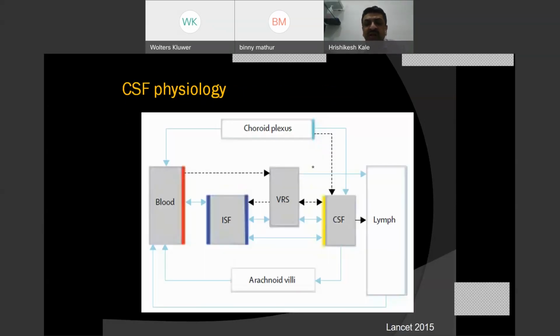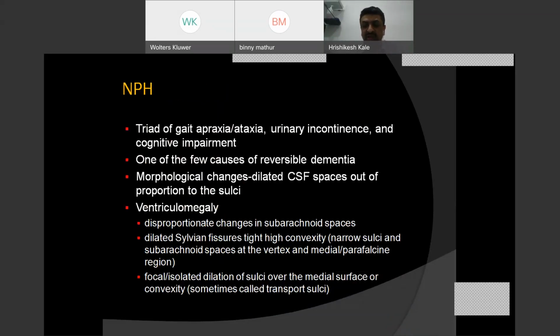So the earlier concept that the choroid plexus forms CSF, and it circulates through the ventricular system and the cisterns and then is reabsorbed by the arachnoid villi, is incorrect. Basically, there is a balance occurring between the blood, the Virchow-Robin space, the interstitial fluid and CSF, and the drainage also occurs through lymphatics, as well as along the subarachnoid space along the cranial nerves. So, a slightly complicated topic, but it will help you understand the basis for your NPH.